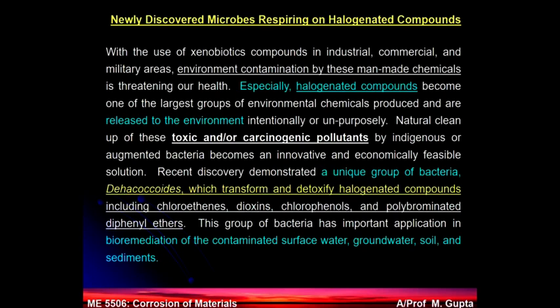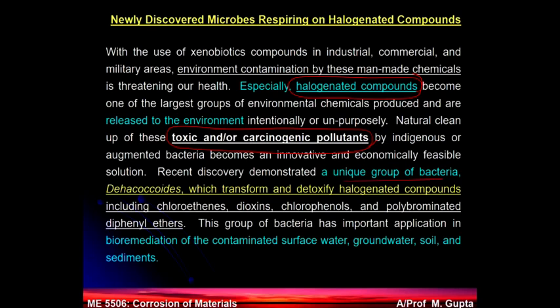Scientists are even trying to see whether they can use bacteria to fight the contamination and also the corrosion which comes from the contamination. And they found that because of the industrial activity, there are a lot of halogenated compounds which are released to the environment, and they can be toxic and they can be cancerous. And of course, once they are contaminated, they can also affect the rate of corrosion of the material.